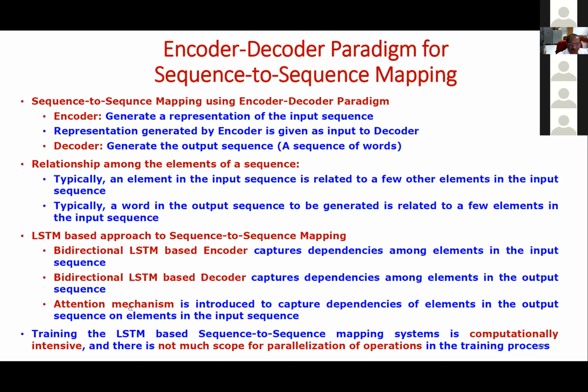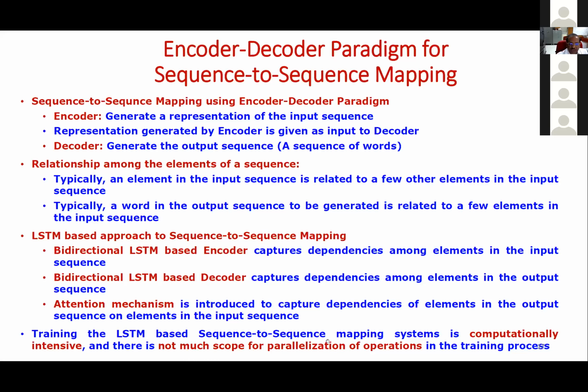But as all of you might know by now, right, the LSTM model is very complex, right? The number of parameters is large, especially if you're talking about a bidirectional LSTM. The number of parameters to be estimated is large. And also when you use the training method, backpropagation through time, it's a computationally intensive method. And also there is not much scope for parallelization of the operations in the training of these models. Therefore, the amount of time required to train such a sequence-to-sequence mapping system is enormously large.